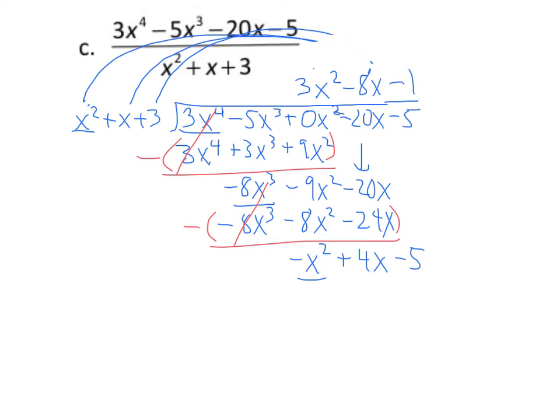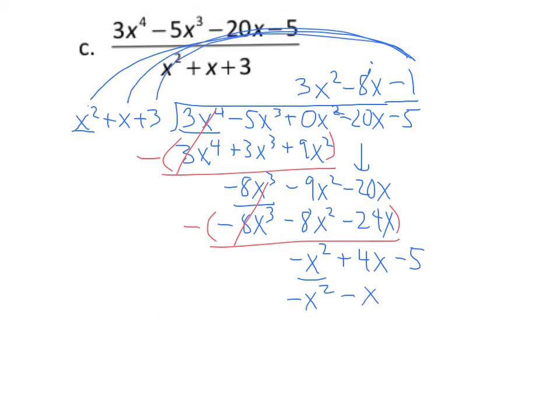And then next I multiply. So negative 1 times x squared is negative x squared. Negative 1 times x is minus x. Negative 1 times 3 is minus 3. And we subtract.